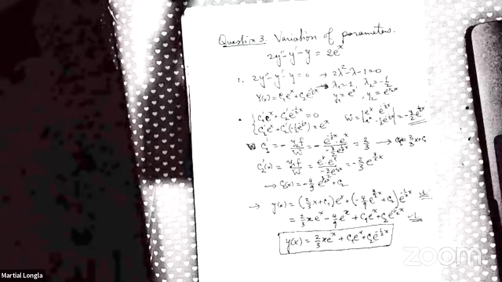And actually, when you get to this level, you can combine these two into one, because negative 4/9 is nothing but a constant. So this whole thing can tell you that y of x is 2/3 x e to the x plus c1 e to the x plus c2 e to negative 1/2 x. But if you stop there, you still have the correct answer. Any questions?